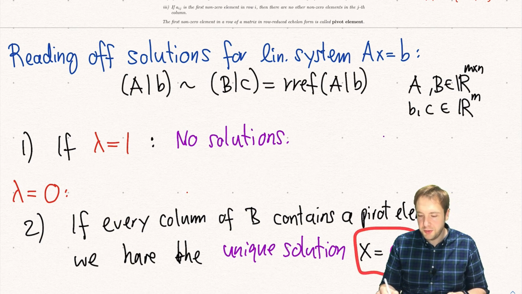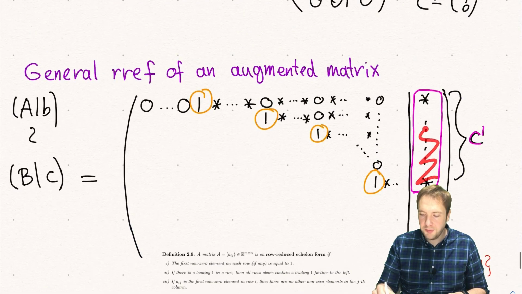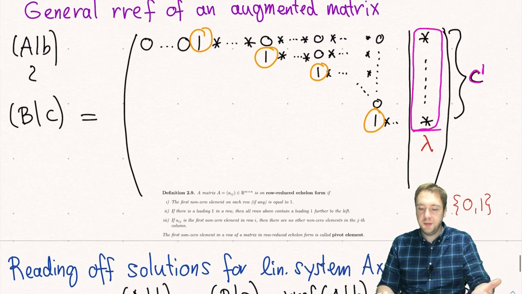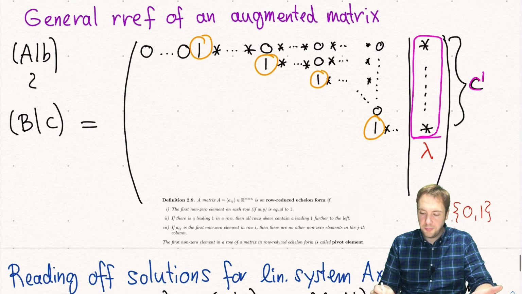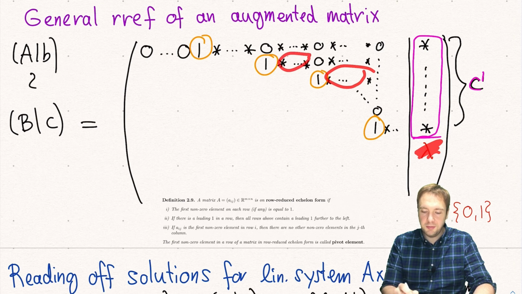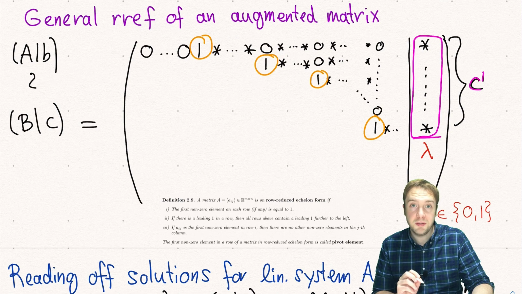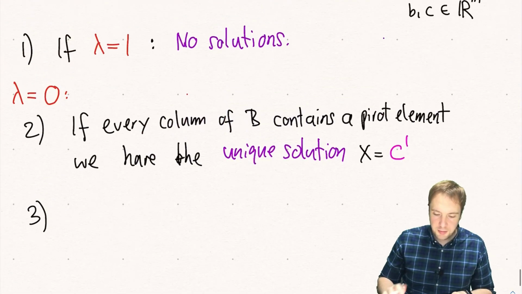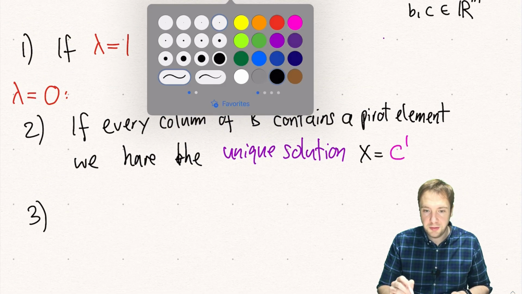And this unique solution is given by the entries here. But then it could also be the case that even when this lambda is 0, there are still these spaces in between, meaning not every column of B contains a pivot element. So in this case we have infinitely many.